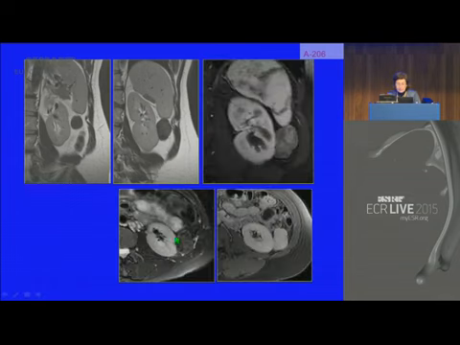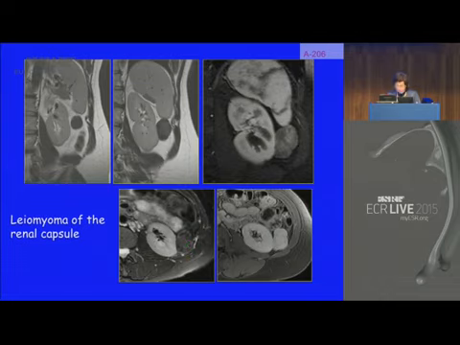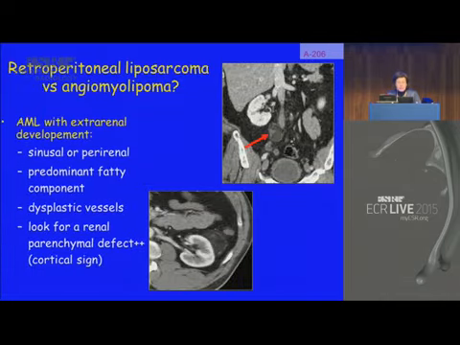Well, you can see that the renal parenchyma is slightly compressed by the mass, which happened to be a leiomyoma of the renal capsule. Distinction between a retroperitoneal liposarcoma and an angiomyolipoma is important in terms of prognosis and therapeutic options: an angiomyolipoma requiring only limited surgery or abstention, and liposarcoma extensive surgery. An angiomyolipoma may have a perirenal extension.